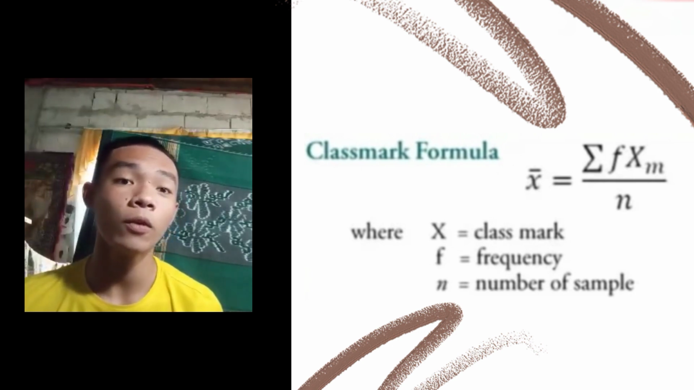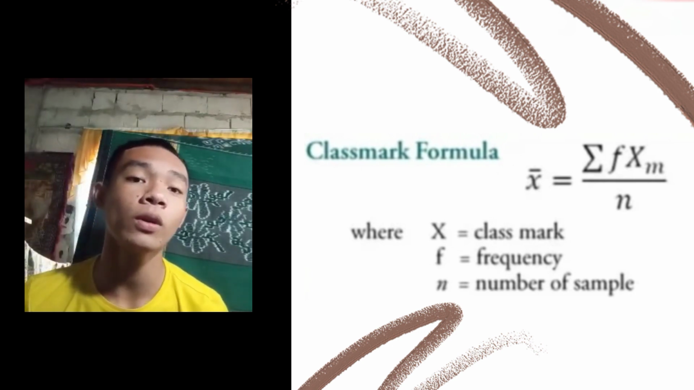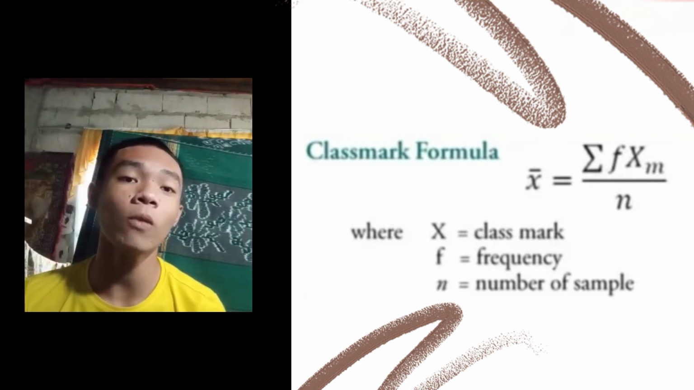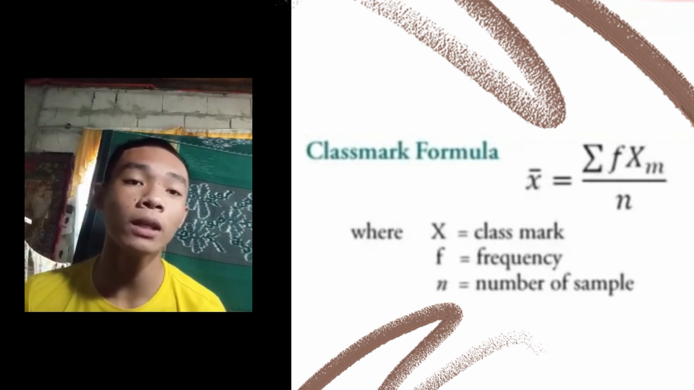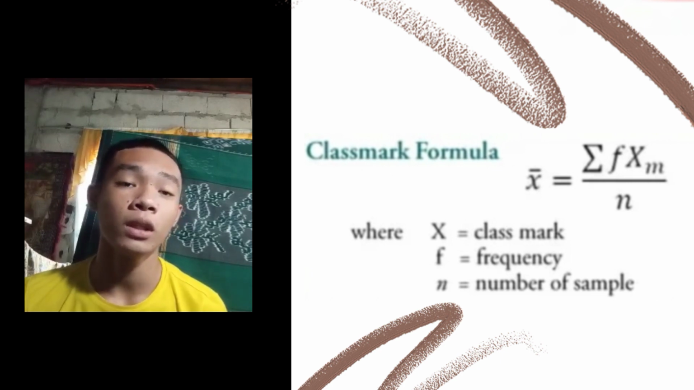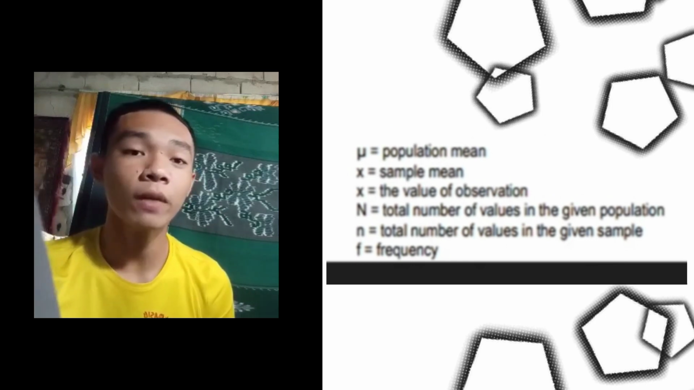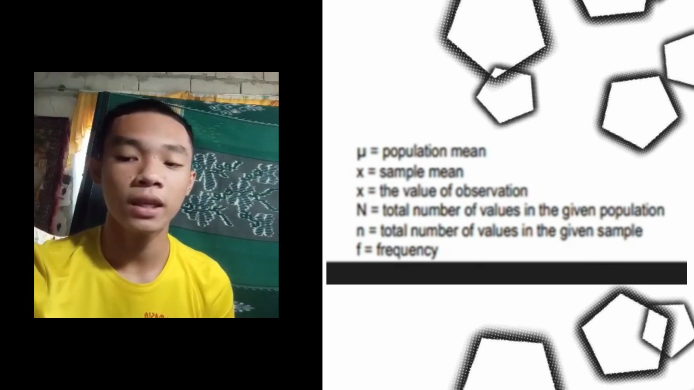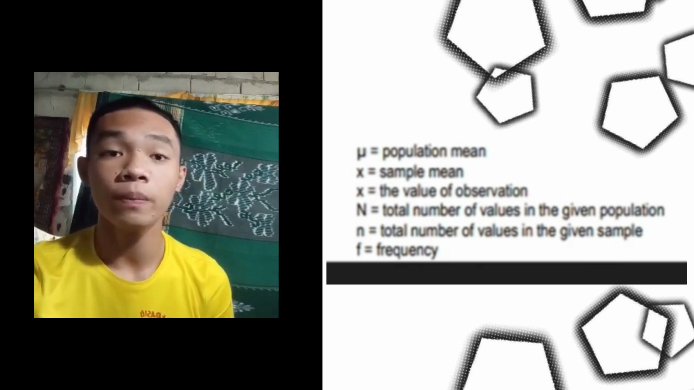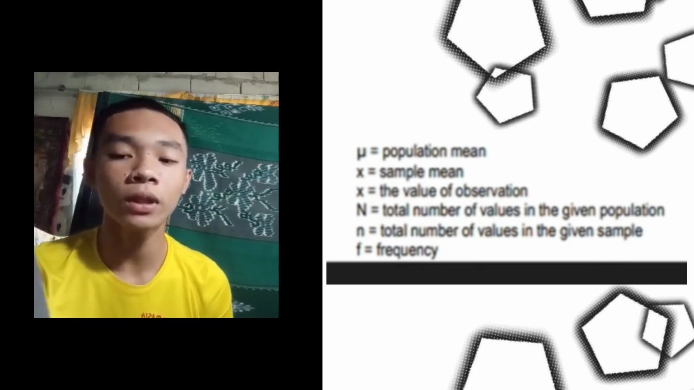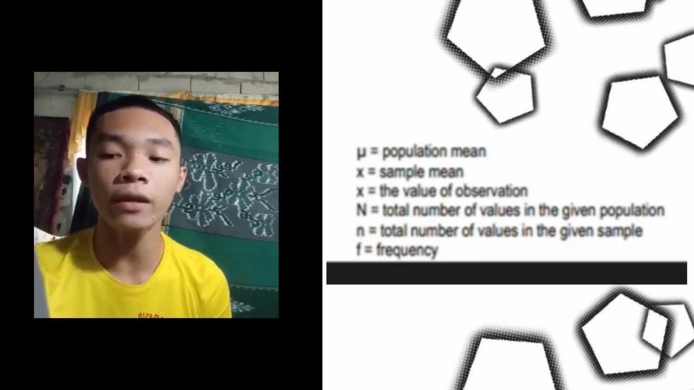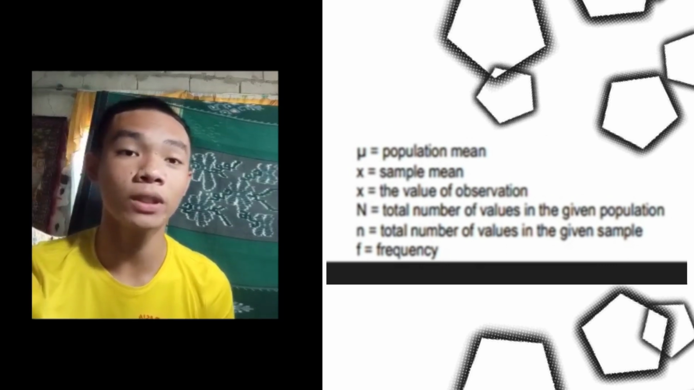The sample mean formula is x bar is equal to the summation of f times x over n, and the population mean formula is mu is equal to the summation of frequency times the class mark over N. And these are the meanings of the symbols. First, mu is the population mean, x bar is the sample mean, x is the value of the observation, big letter N is the total number of values in the given population, small letter n is the total number of values in the given sample, and f is the frequency.